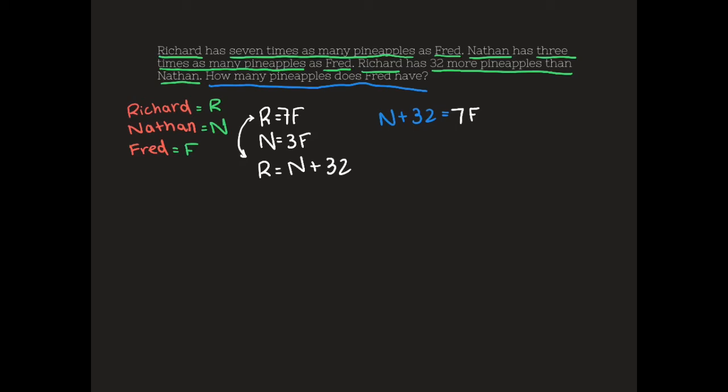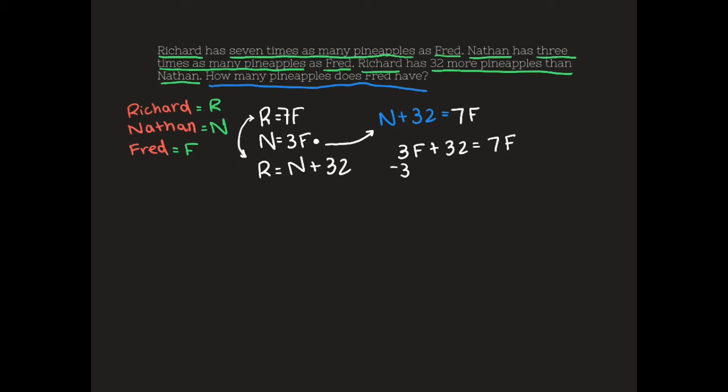But when you try to solve this problem, you see that you can't, because you have too many variables. You can't solve an equation with two variables without a second equation. So that means we have to plug in our second equation. We take our N value and put it in for N in our equation. So that means 3F, which is N, plus 32 is equal to 7F. Now we've made it so that there's only one variable. Let's go ahead and solve this.